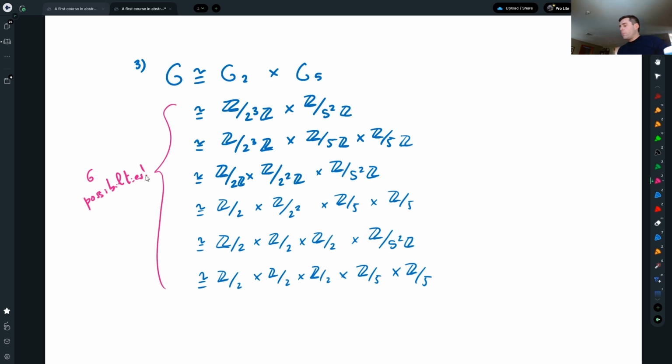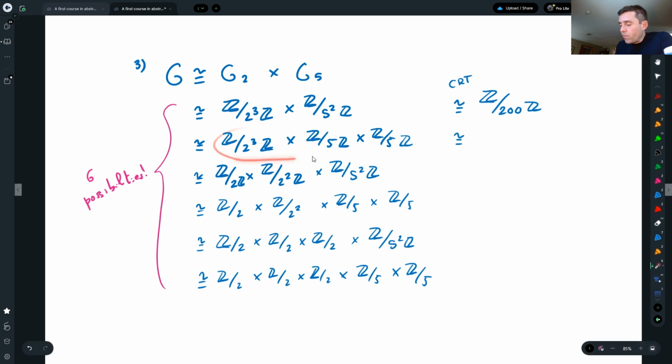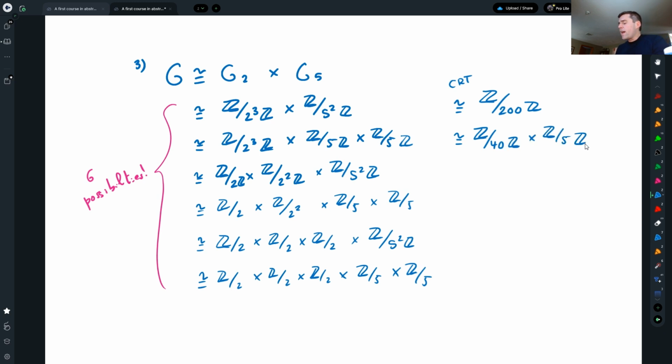Great. By the way, the Chinese remainder theorem tells me that I can actually simplify some of these into other groups. So for example, 2 cubed and 5 squared are relatively prime. So the Chinese remainder theorem tells me that this is actually the one that is just cyclic of order 200. This one, I can simplify that. 8 and 5 are relatively prime, so I can put these together using the Chinese remainder theorem, but I can't put this one and this together because these two 5 primary components are non-isomorphic, so I cannot put them together. But I can do 8 times 5, 40, so this can be written also as Z modulo 40 cross Z modulo 5, and that is a different group, it's not cyclic. So that is a different one.